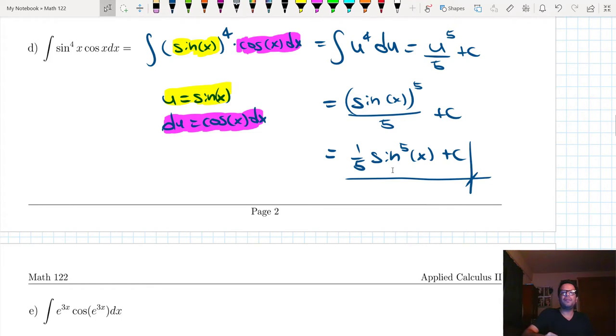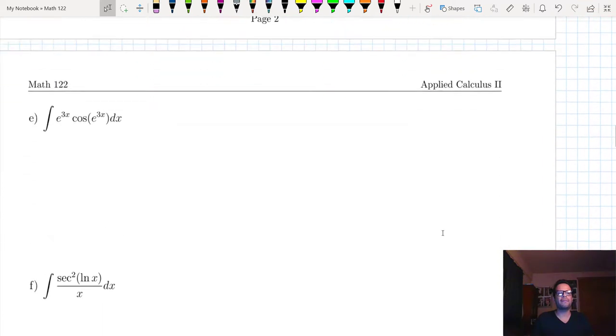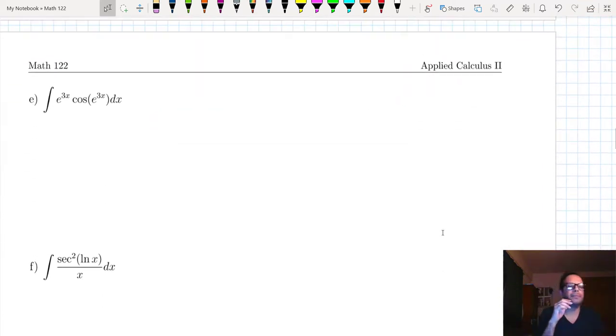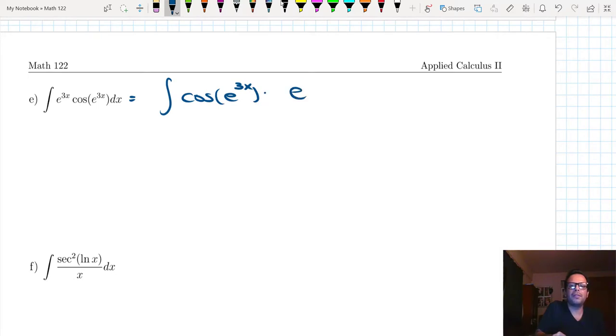Let's look at another example. The integral of e to the 3x cosine of e to the 3x. First of all, I'm going to rewrite this integral. I'm going to write it as the integral, leaving some space here for those missing factors, of cosine of e to the 3x times e to the 3x dx. So that's going to be our integral right here.